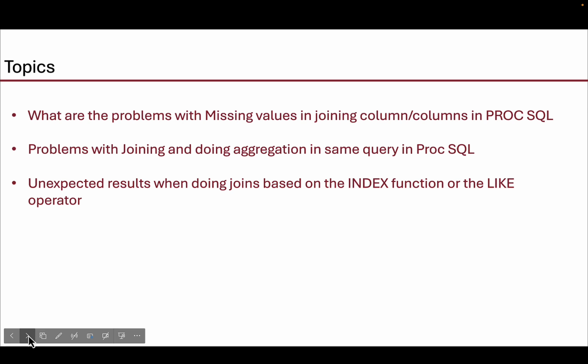And this is very important because many times we do joins, but we do not understand these joins completely, and we might be doing many-to-many joins, because of which we might be getting large data sets and also wrong results. These are the 3 issues which cause many-to-many joins, and they arise mainly because of either problems with missing values in the joining column or columns, or when you are joining and doing aggregation at the same time, or when we are doing joins based on the index function.